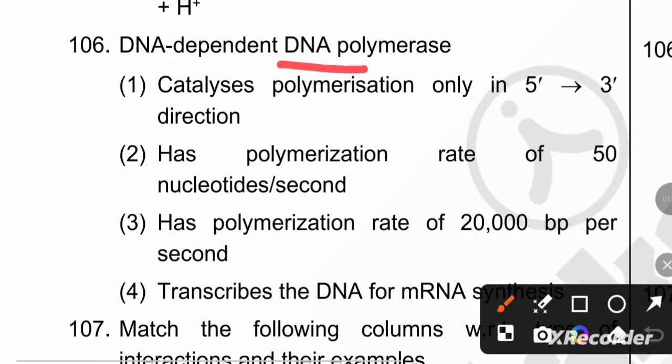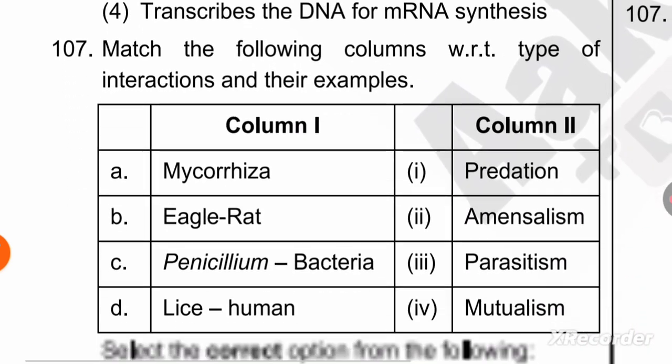DNA dependent DNA polymerase is a very important enzyme involved in DNA replication, and this DNA polymerase enzyme catalyzes the polymerization only in 5' to 3' direction. Option 1 is the right answer. Let us go to the next question.